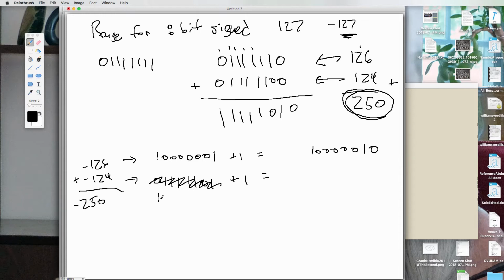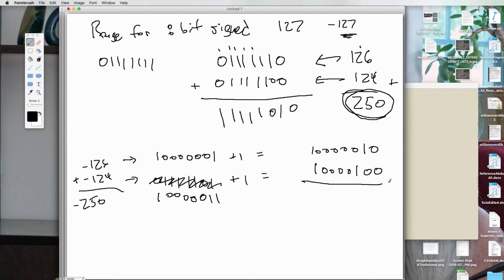So I'm going to get 1, 2, 3, 4, 5, 6, 1, 1, and I'm going to add a 1 to it, so that's going to give me a 0, carry the 1, and that's going to give me a 0, carry the 1, so I've got that over there, and then everything else is zeros up to the leading 1.